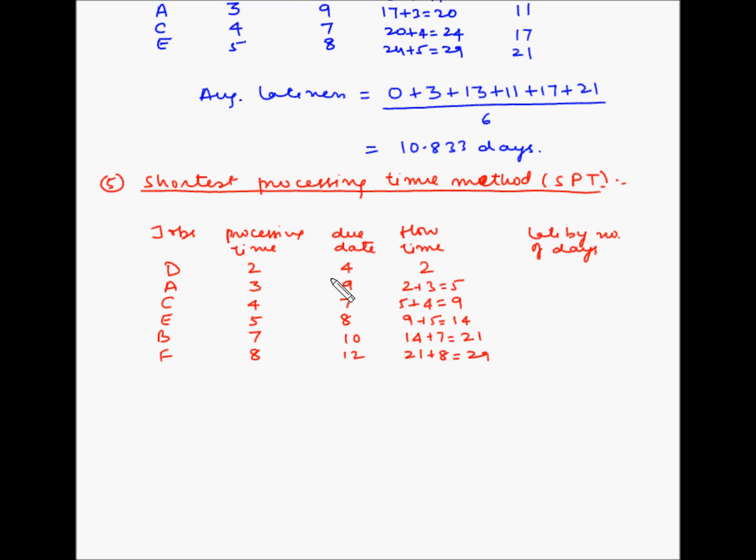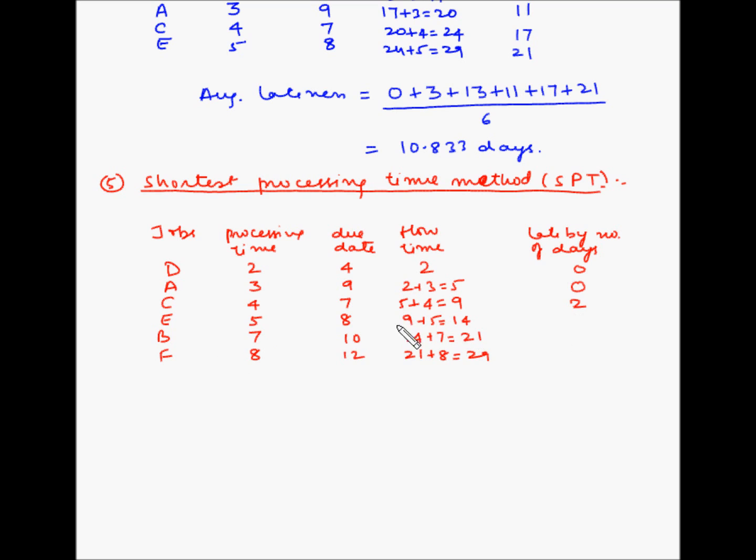So for D, the due date was the 4th day and we are going to deliver it on the 2nd day, so this is not late. For A, the due date was 9th day and we are delivering on the 5th day, so this is also not late. For C, the due date is the 7th day but we'll deliver on the 9th day, so this is late by 9 minus 7, which is 2 days.